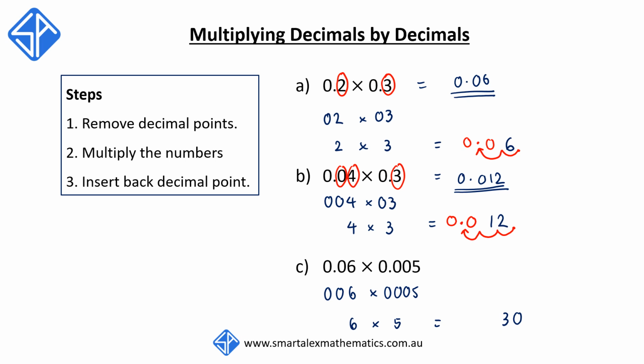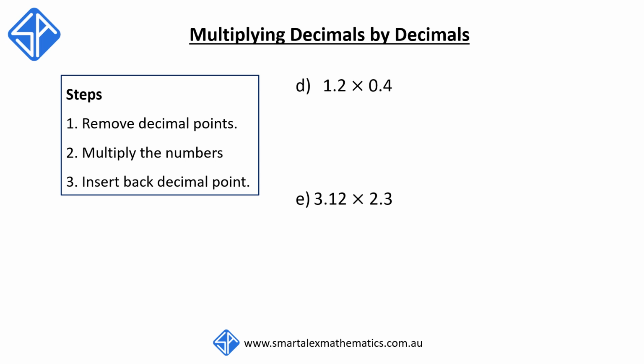And then we have to determine the total number of decimal places there are. 1, 2, 3, 4, 5. So from the right of 30, we're going to move the decimal point 5 places to the left. 1, 2, 3, 4, 5. Fill in the gaps with 0. So the answer to 0.06 times 0.005 is equal to 0.00030. This last 0 at the end is insignificant, so this can also be written as 0.0003.